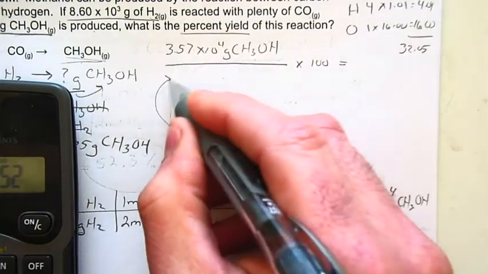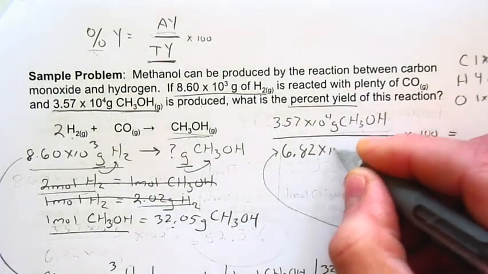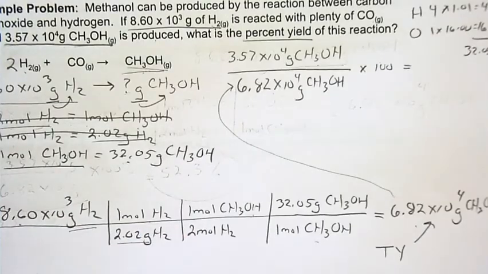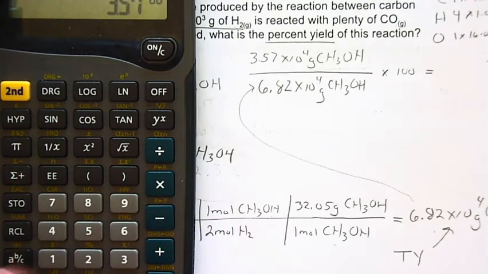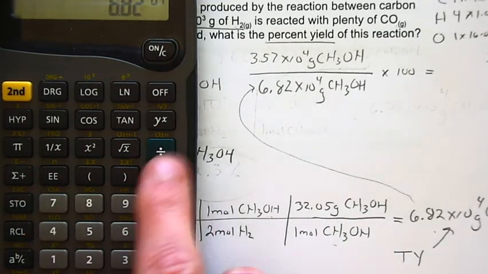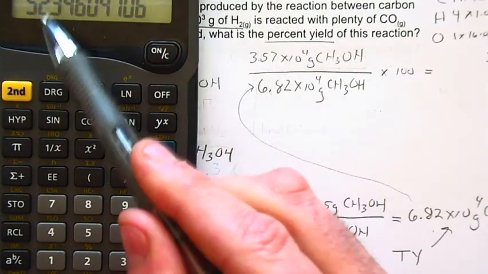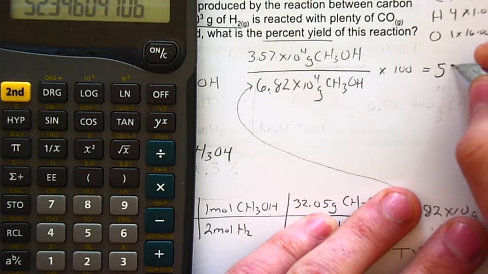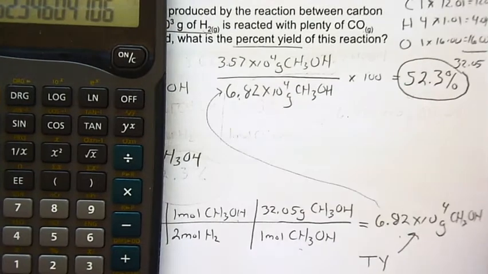That number needs to go here since theoretical yield goes on the bottom. So that's 6.82 times 10 to the 4th grams of methanol. So now we do another calculation where we take 3.57 EE4 divided by 6.82 EE4 times 100 equals. Since these numbers have 3 significant figures, we round the answer off to having 3 significant figures, and the answer becomes 52.3, and we add percent as our unit.